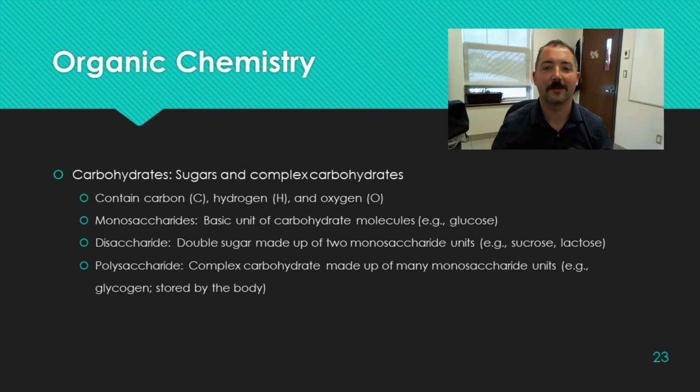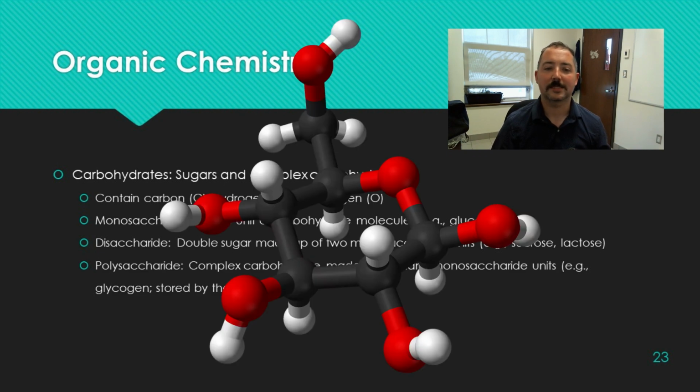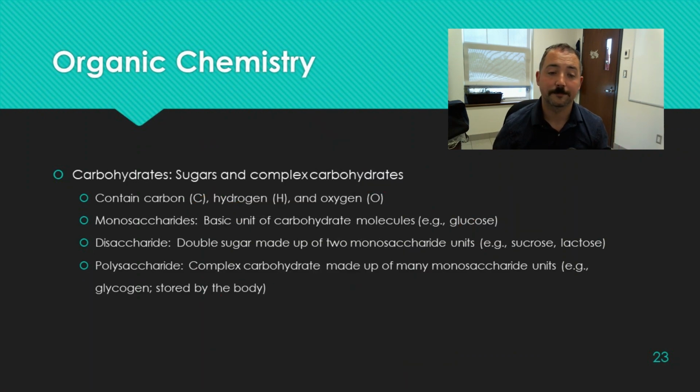So first, let's talk about carbs. Carbohydrates are used to store energy or be broken down for even more energy. And they're made up of carbon, hydrogen, and oxygen all bonded together. A single unit of carbohydrate is called a monosaccharide. Glucose will be an example. Typically, monosaccharides are used directly by the cell for fuel.